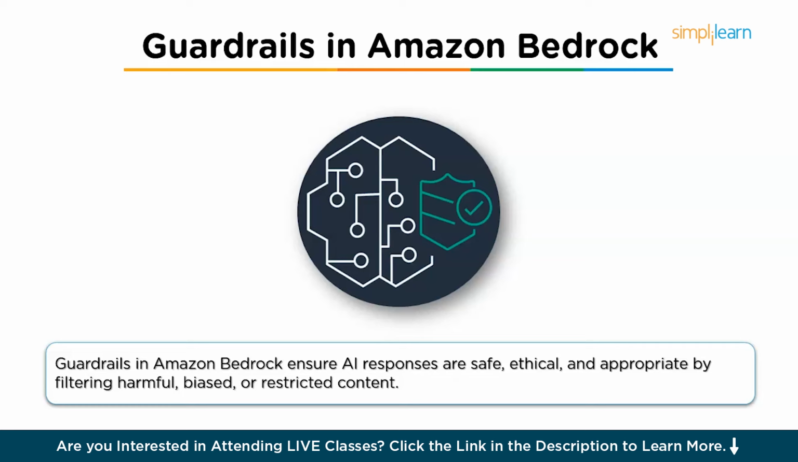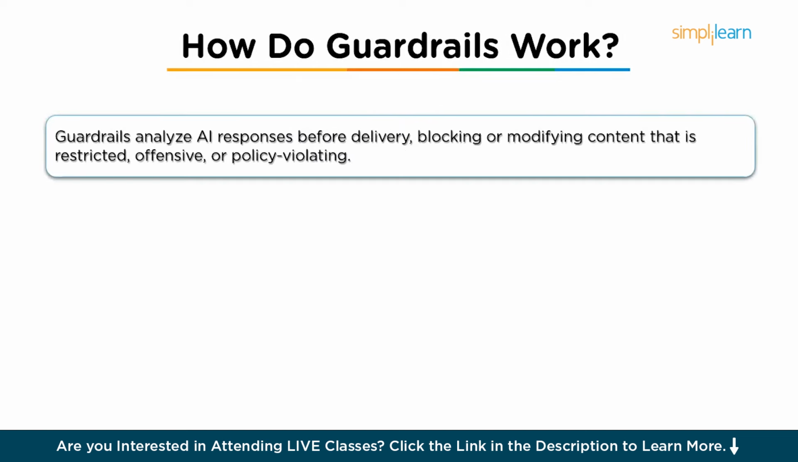So now let's see how the guardrails work. When an AI model generates a response, guardrails analyze the output before sending it to the user. If the response contains restricted, offensive, or policy-violating content, the guardrails block or modify the response. So the guardrails in Amazon Bedrock can be customized based on business requirements.